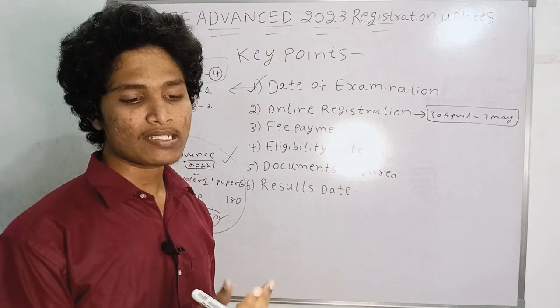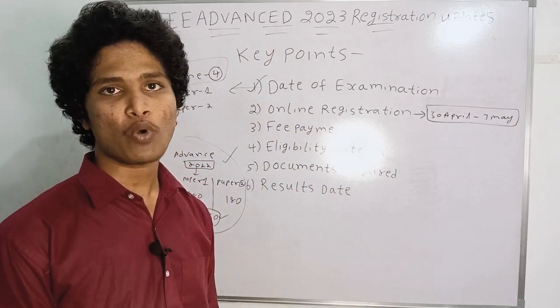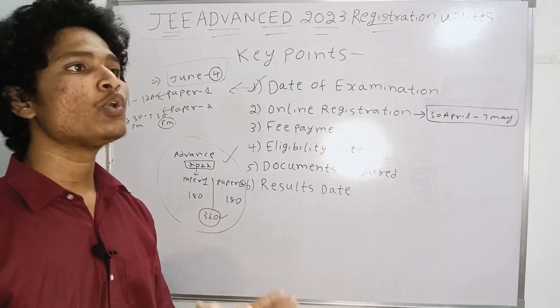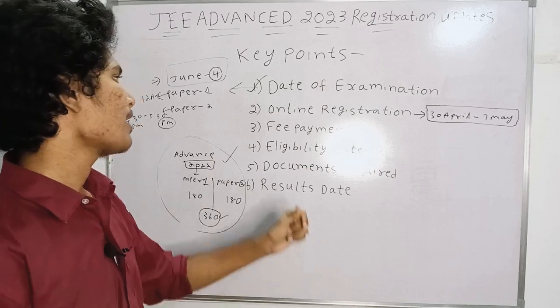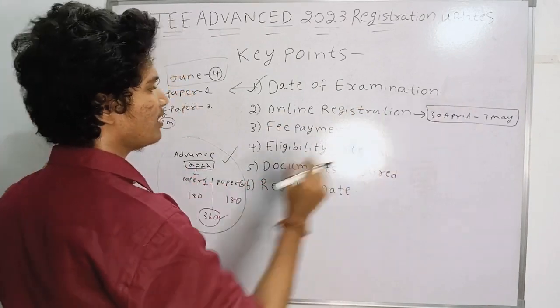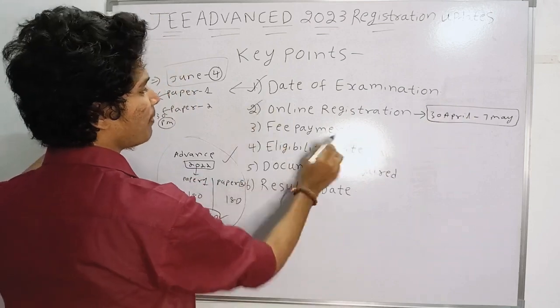And remember, guys, while filling the JEE Advanced form, it is very important that once the form is submitted, you cannot submit another form. So it is very important to fill the form correctly. And the online registration dates are from 30 April to 7th May. I already said. Now it is time for fee payment.